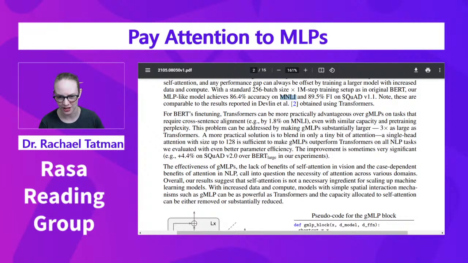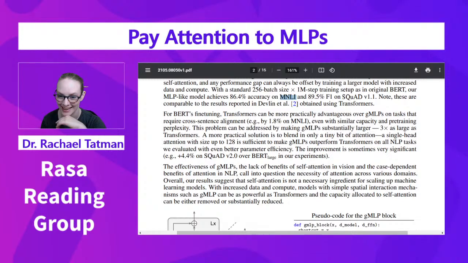A more practical solution is to blend in only a tiny bit of attention. A single head attention with a size up to 128 is sufficient to make gMLPs outperform transformers in all NLP tasks we evaluated with even better parameter efficiency. Yes, I love to hear about the parameter efficiency. So what they're saying is, you can do it without attention as long as you have a lot of parameters, but you can reduce the total number of parameters you need if you add a little bit of attention, and also their proposed gated multilayer perceptrons that we haven't looked at yet.